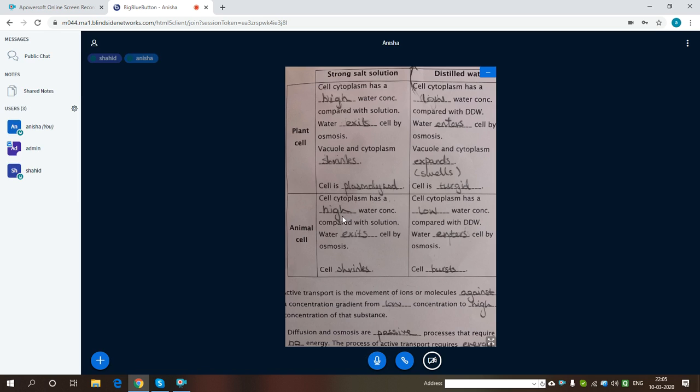Okay, and for the animal. Okay, so, and one more question. What does DDW mean? When it says compared with DDW. I can ask my teacher again, but I'm just not sure what exactly it means.